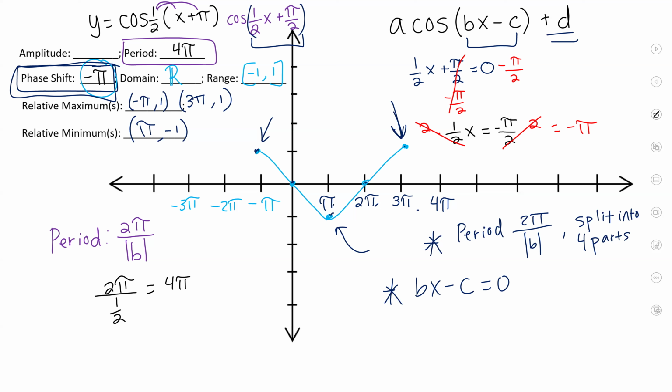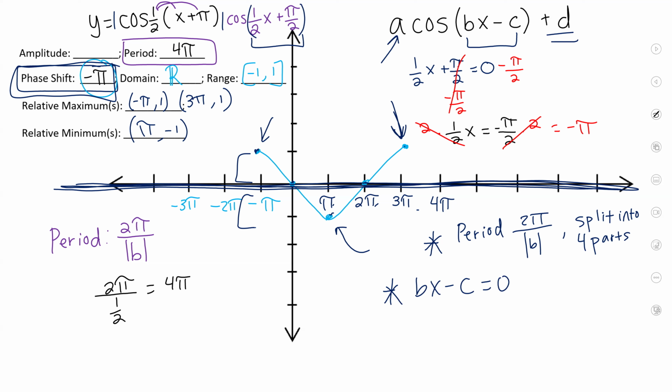This is in parentheses. I didn't have a d value. That means right here is my midline. That's how I knew to start it right here, or go through these points. And what's my amplitude? What's my a value? 1. My a value is 1. That's how I knew to go 1 up from my midline.